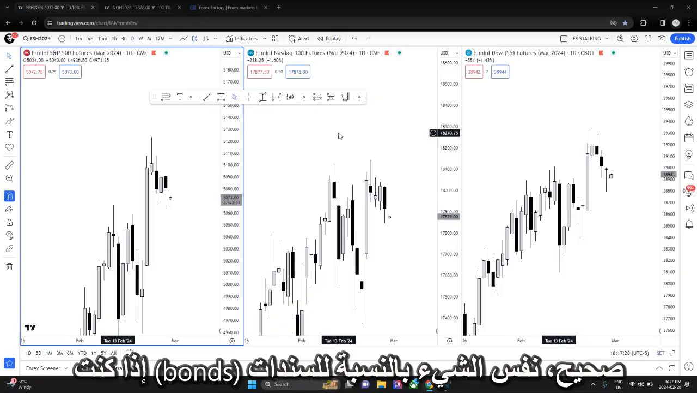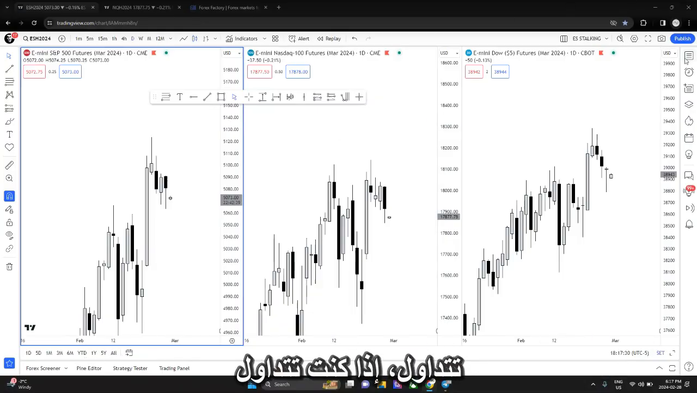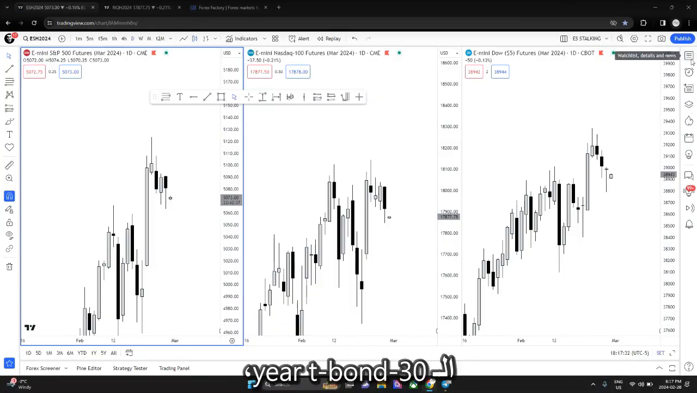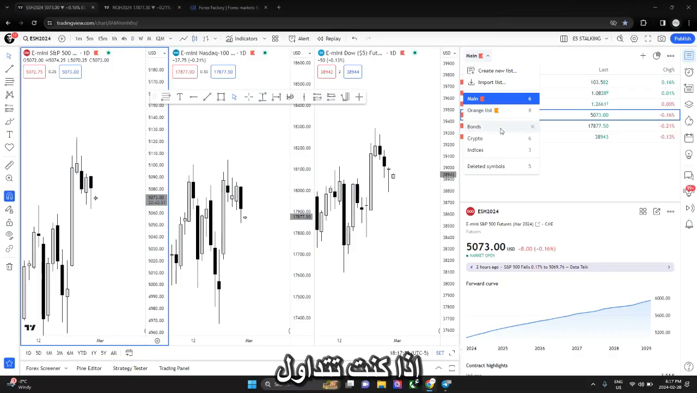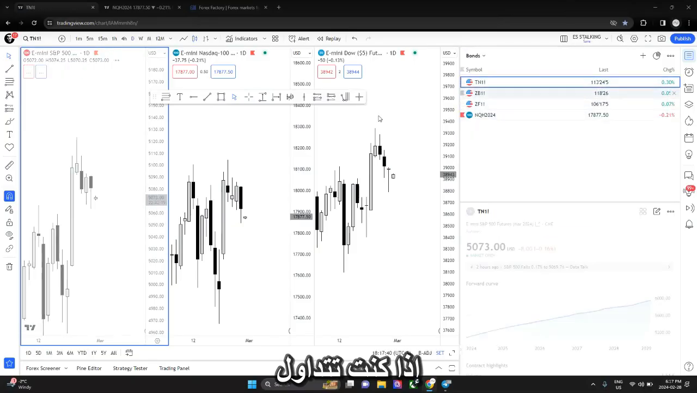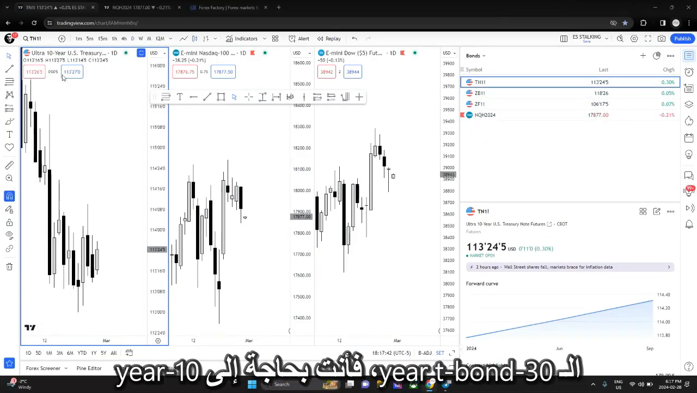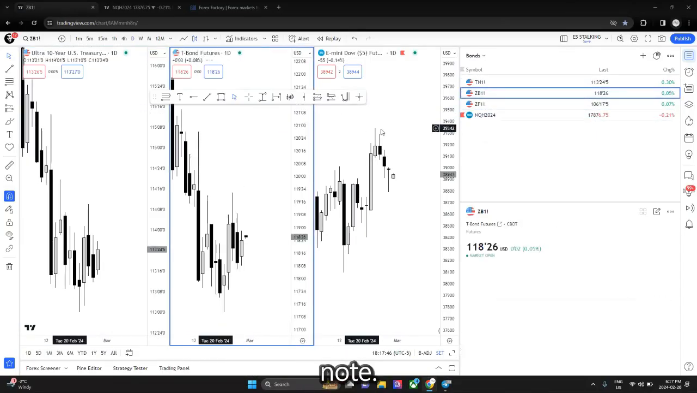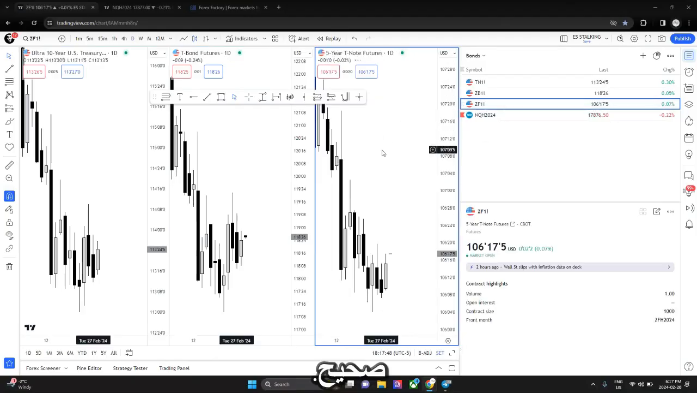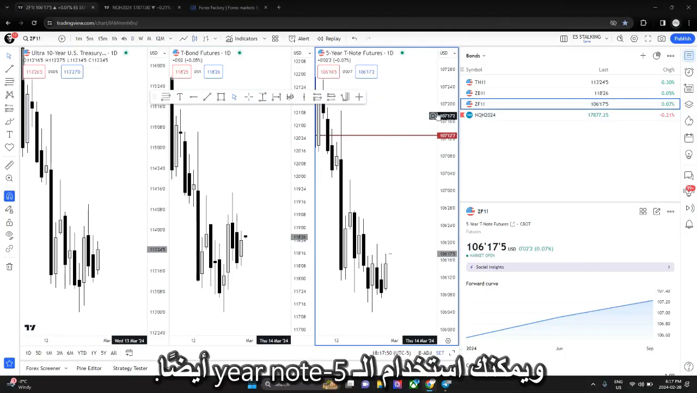Same thing for bonds. If you're trading the 30-year T-bond, then you need the 10-year note, right? And you can use the 5-year note as well.